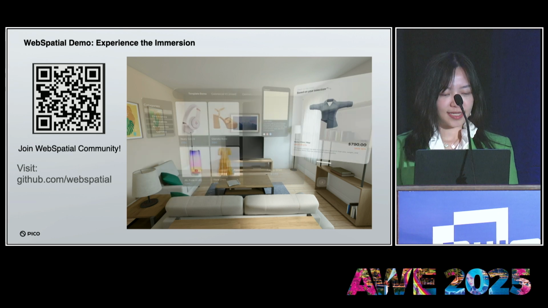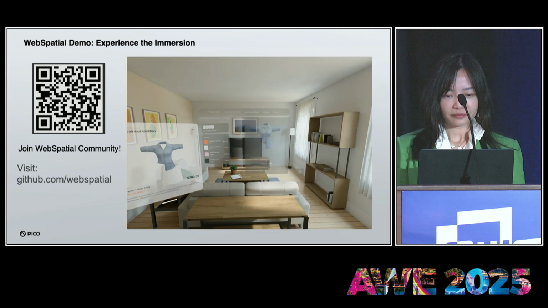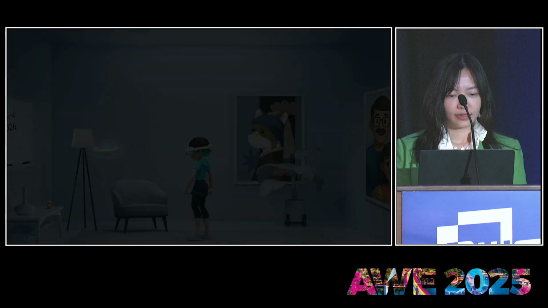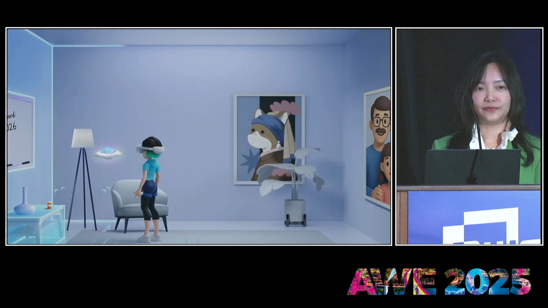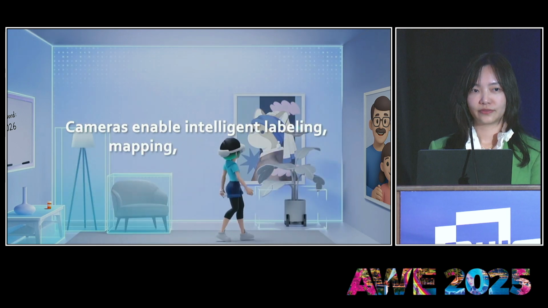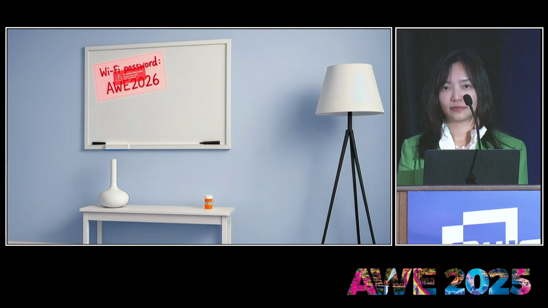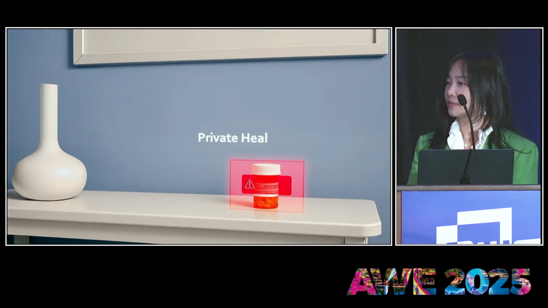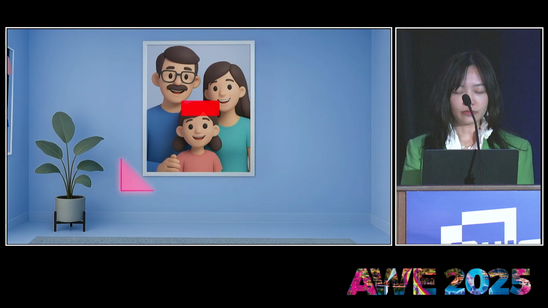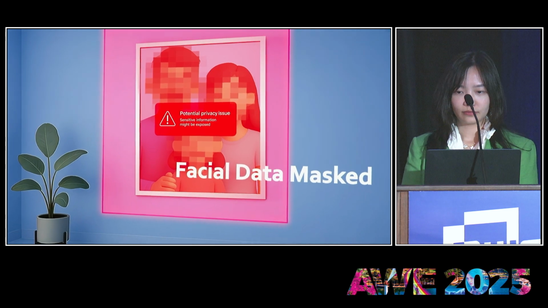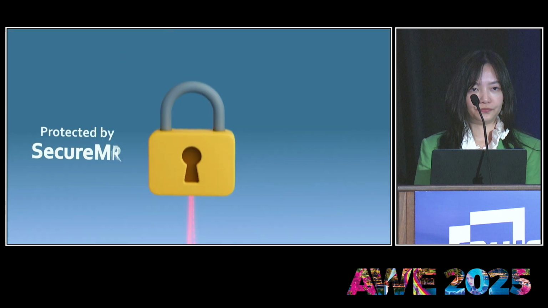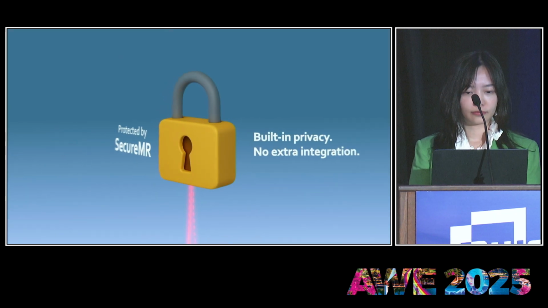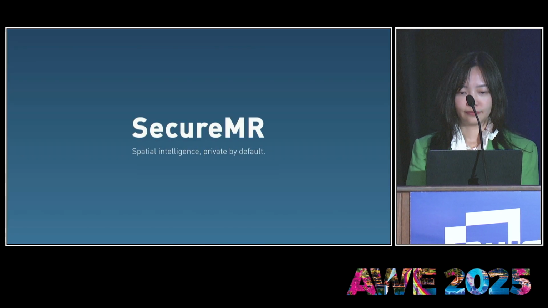Okay, next, let's take a look at SecureMR. Mixed reality gives us a new way to understand the real world. Cameras enable intelligent labeling, mapping, and gameplay. But not everything should be shared. Some objects reveal personal health data. Others reveal your identity. SecureMR protects this data in real time. SecureMR runs in a secure system-level service with on-device inference using NPU acceleration, privacy-first mixed reality. Only on Pico.